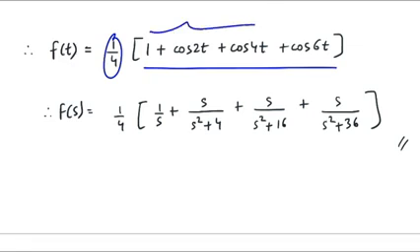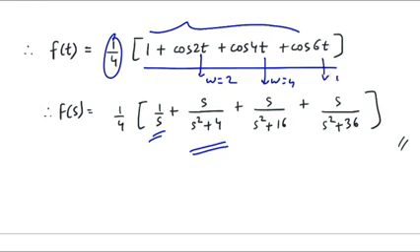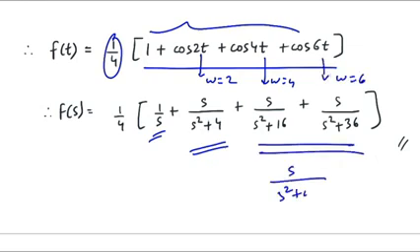Every function is now in the addition format. Then you can split the Laplace. Laplace of 1 is 1 over s. Laplace of cos 2t: now the omega value is what? Omega value is 2. So s upon s square plus 2 square. Here the omega value is 4. Here the omega value is 6. Use the standard result, which was s upon s square plus omega square.